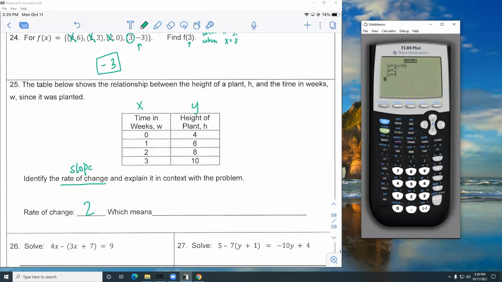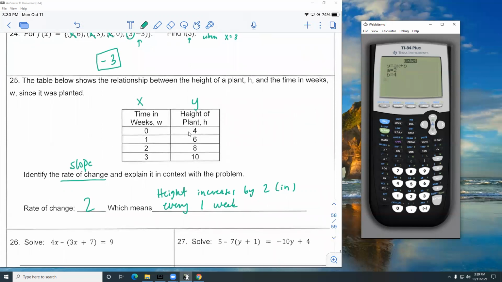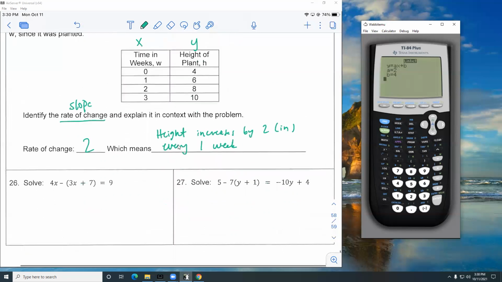So I'm going to say, which means the height increases by 2, and I'm going to say inches, every 1 week. Because remember, guys, your slope is your change in Y over your change in X. So that's why the height increases by 2 every 1 week.